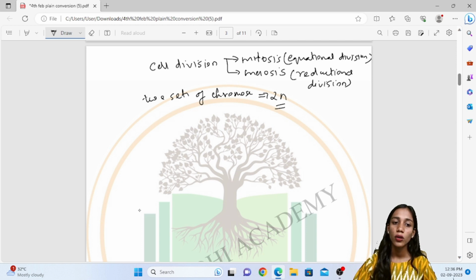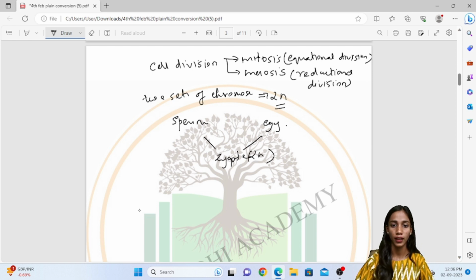Now we know that the male gamete, consider the sperm, and the egg, at the end, in the organism, together they fuse and they form the zygote. The zygote has to be 2n. It should have two sets of chromosomes at the end.